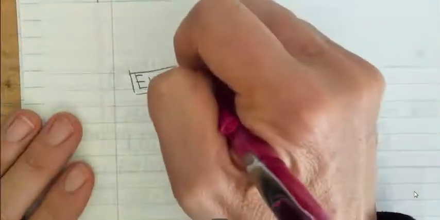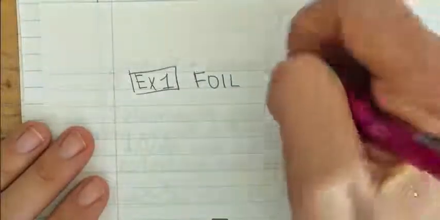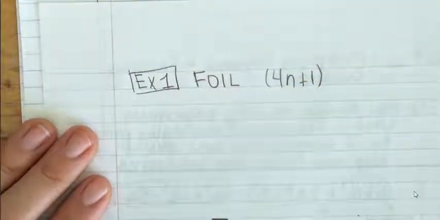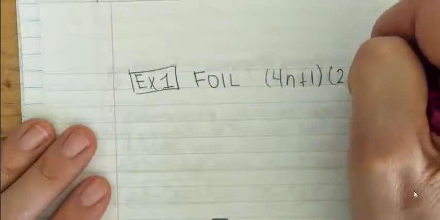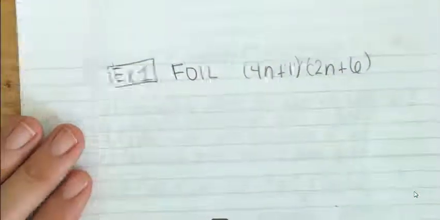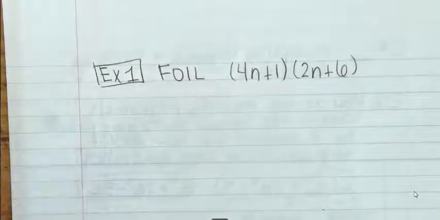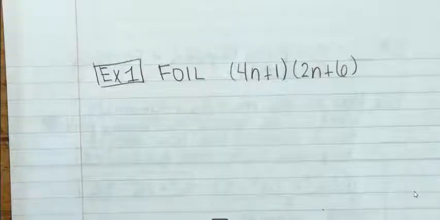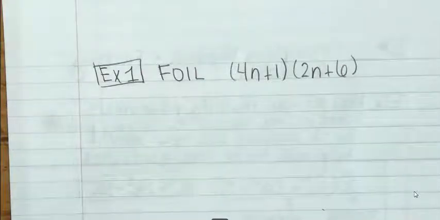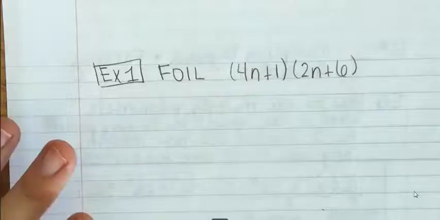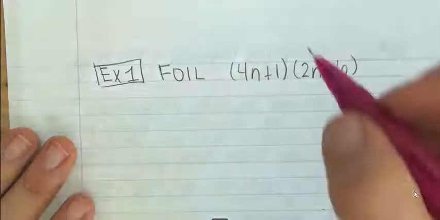Another example, we'll call this one example 1 because I'll give you some directions here. The directions are to FOIL, and you're going to do 4n plus 1, and then 2n plus 6. Okay, and I'm going to show you two ways to do this as well. So foiling is going to be probably the most helpful with factoring, but some people also like the box model or the area model. Okay, so I'll talk about that in a minute. Let's go ahead and practice our foiling though.